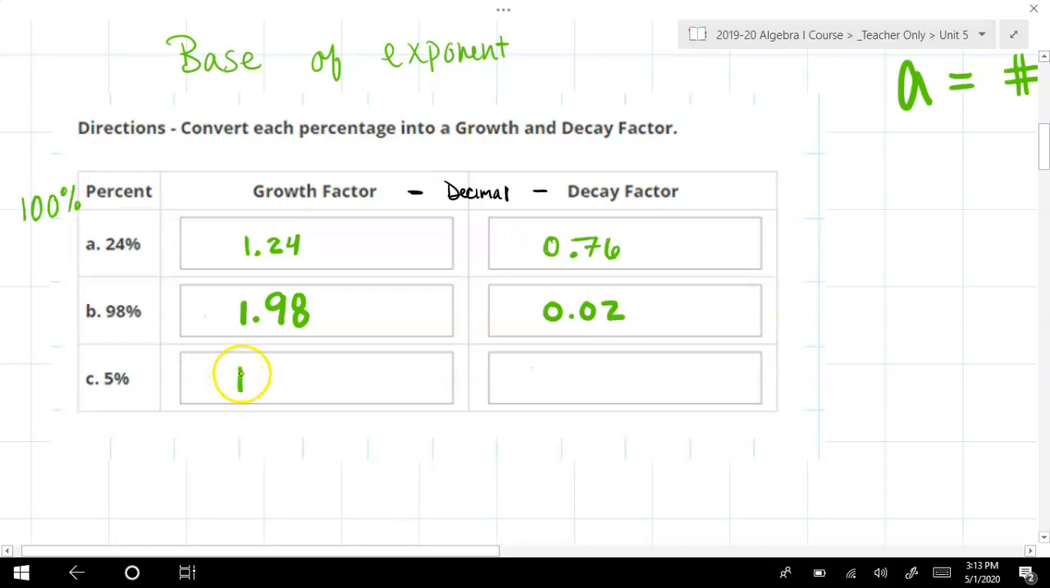The growth factor would be 105%. In decimal form, it's 1.05. The decay factor, if you're going to decline by 5%, then you have 95% coming back each time.